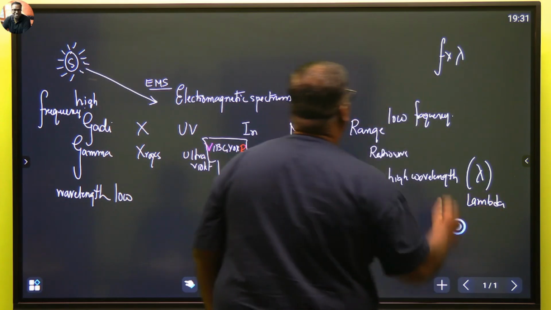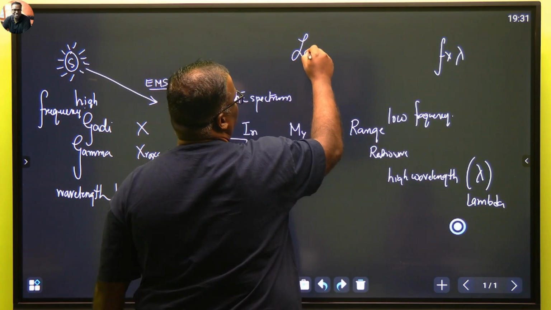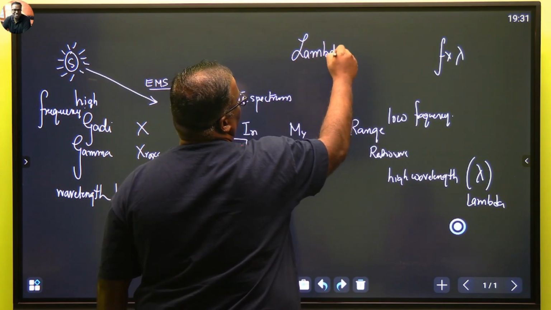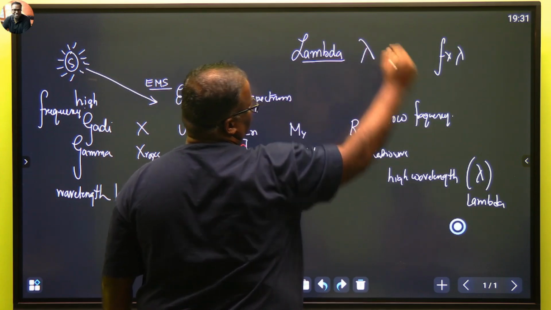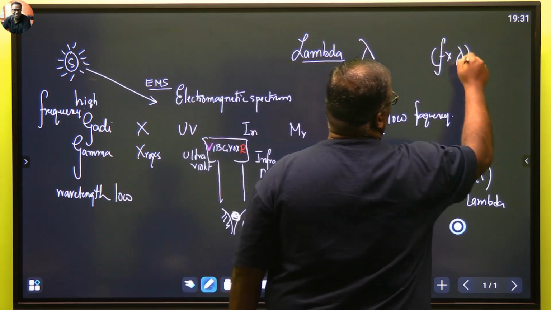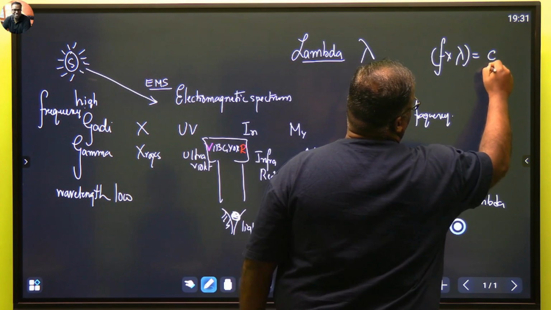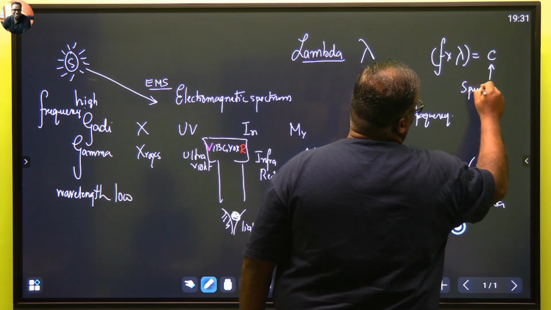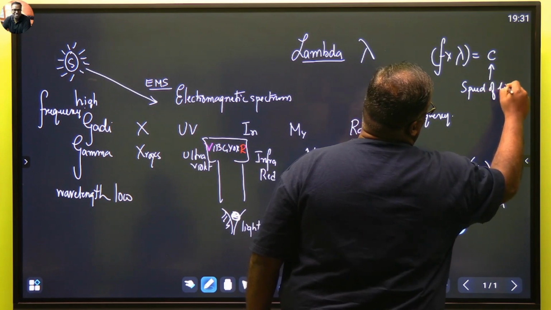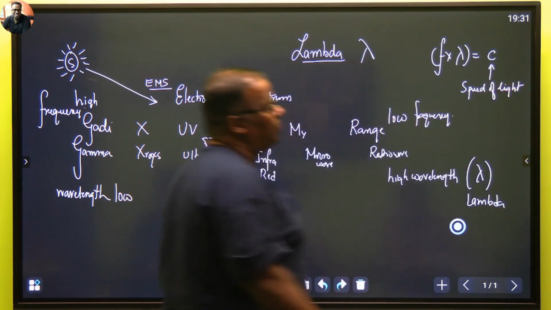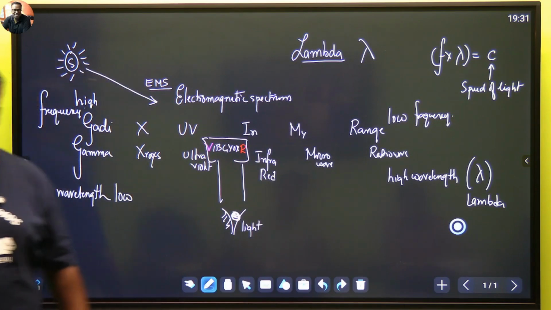Lambda is written like this. Lambda into frequency gives you C, which is known as the speed of light. Speed of light. Have you understood? It's called speed of light.